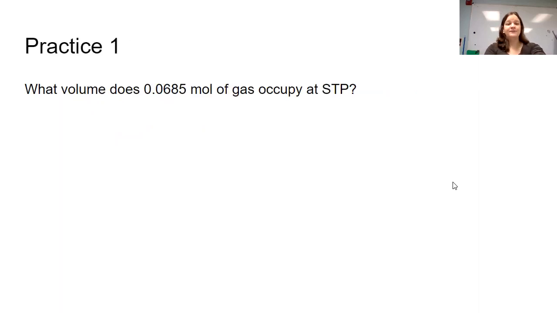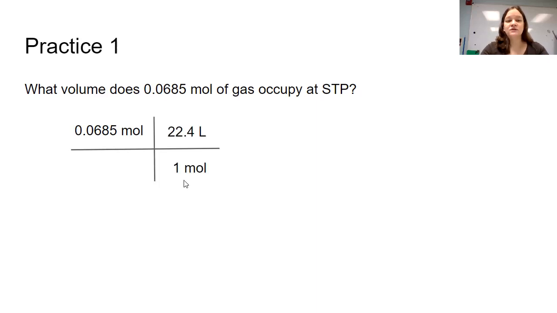This one I have animated. It asks, what volume would 0.0685 moles of gas occupy at STP? So we start with what we're given, the 0.0685 moles. It's at STP, so 1 mole is equal to 22.4 liters. We would put the mole on the bottom so that our moles would cancel. When you do the math, you end up with 1.53 liters. So any gas, if you have 0.0685 moles of that gas, it's going to take up a volume of 1.5 liters at standard temperature and pressure.